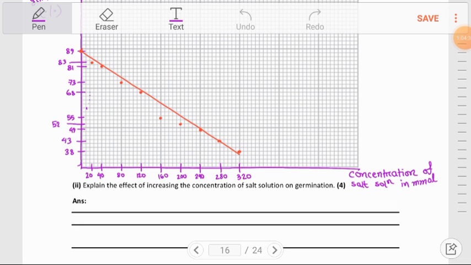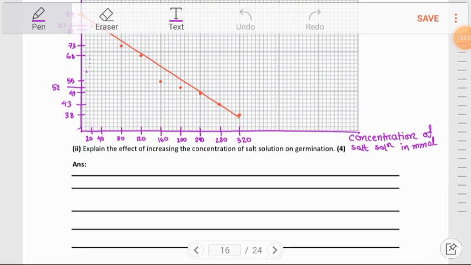If they cannot absorb water, then they cannot conduct many of the hydrolytic reactions for their growth, or activate the enzymes to digest starch, or perform many of the stages of the photosynthesis reaction. So that's why the percentage germination decreases as salt concentration increases. I hope I have made my points clear enough, so I'll just write down the answer. The graph shows increasing salt concentration decreases percentage germination.